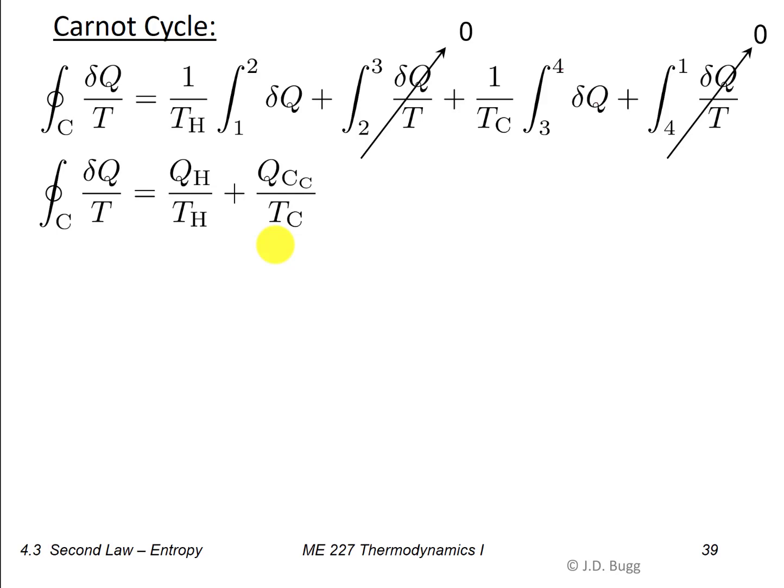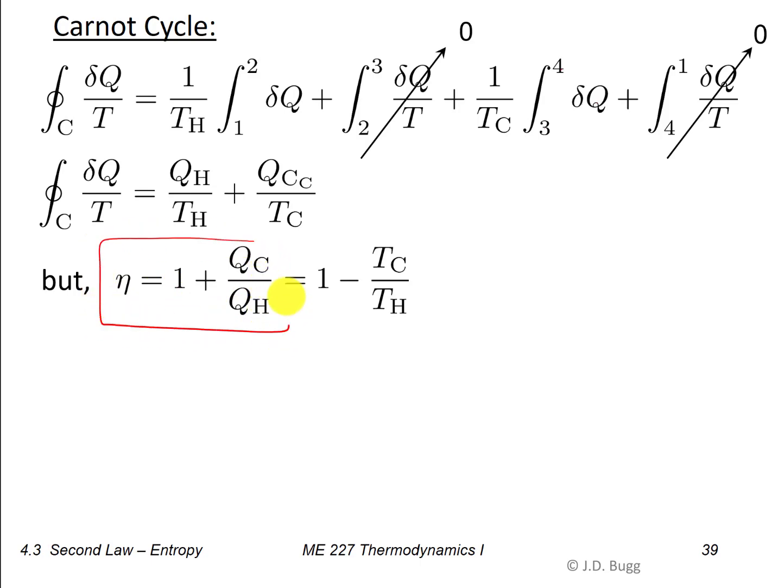Now here's where we want to revisit the expression for the thermal efficiency of a Carnot cycle that we just developed in the last lecture. So here's the result we got there. We found that the thermal efficiency is 1 plus QC over QH. That's actually valid for any heat engine. But for a Carnot cycle, we showed that that's equal to 1 minus TC over TH.